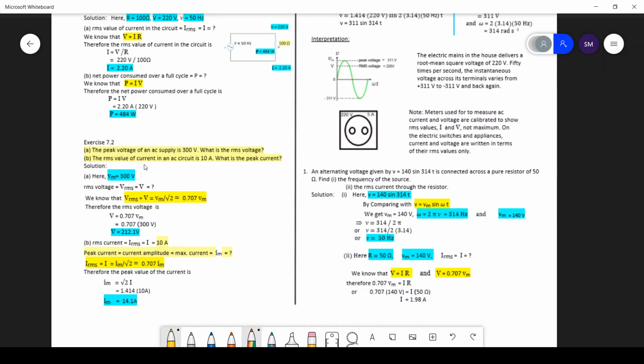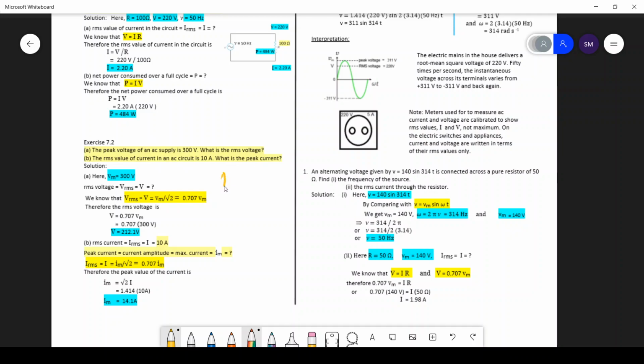Next is, the RMS value of the current is 10 ampere. So what is the peak current? So peak current will obviously be greater than 10. It is root 2 into I RMS. And this comes out to be 14.14 ampere. So now you can understand that if you want to find the peak current, remember two things.